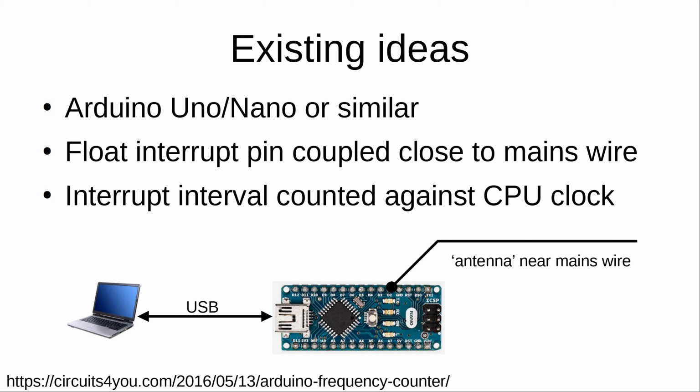mains power cable, it will pick up the 50 Hz mains hum, and then that's used to interrupt the CPU in an interrupt routine, and that then counts frequency and measures it against the CPU clock. And there's a link at the bottom and also in the comments where there's some example code that does this. It works reasonably well, but there are some problems with it.